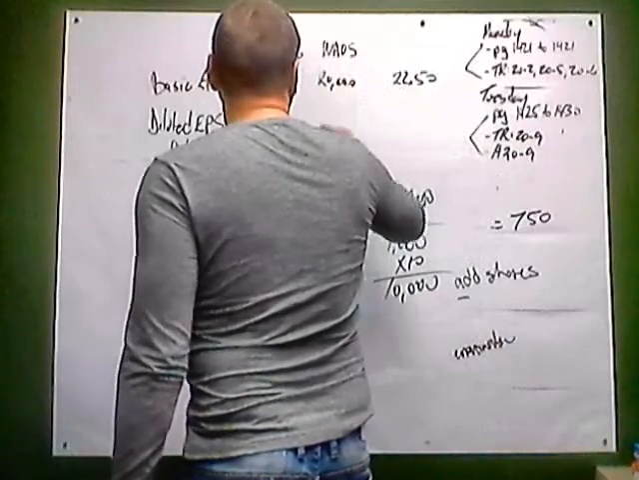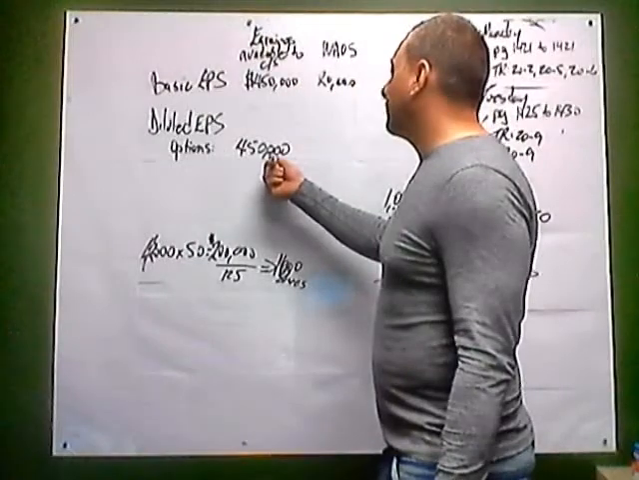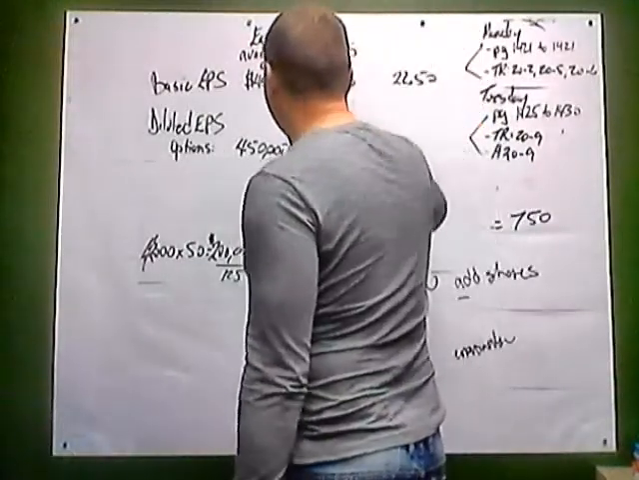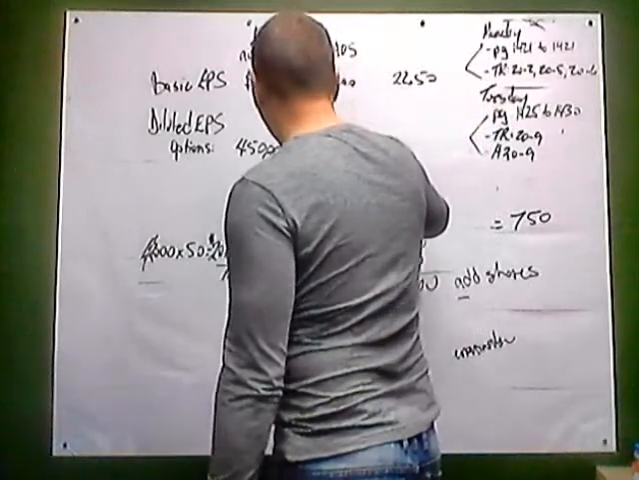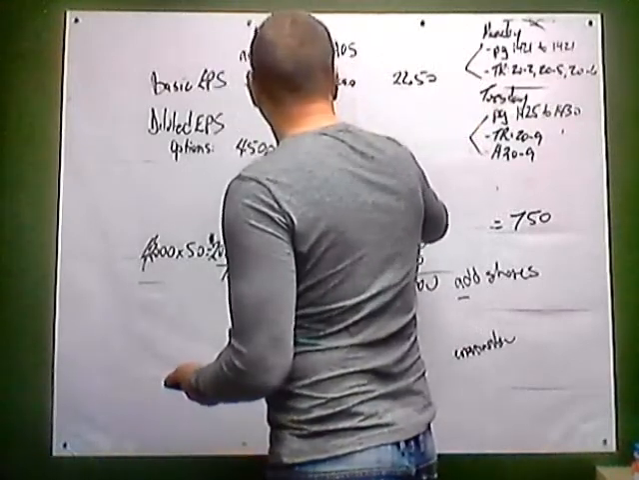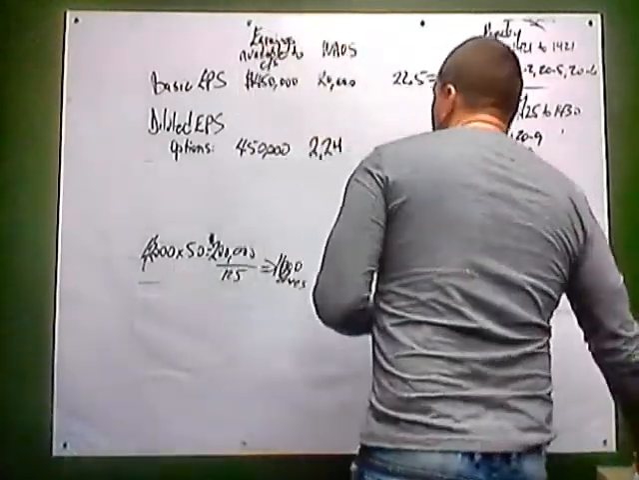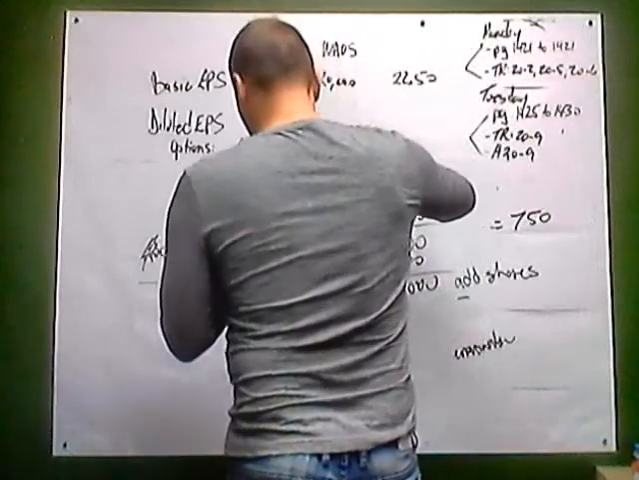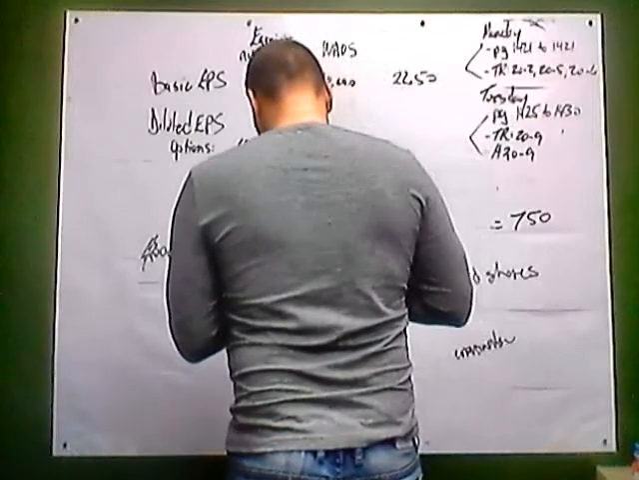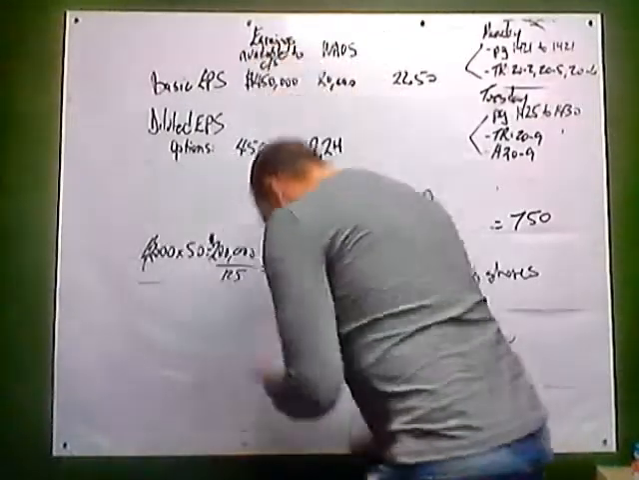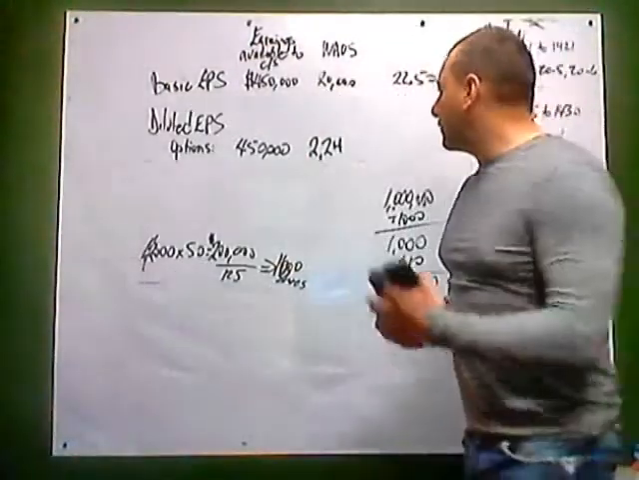So now we have options that resulted in the same amount available to the common shareholder of 450, but now we have to take that 450 and divide it up amongst the additional option holders. So we'll have 20,000 plus 2,400, 22,400. Okay.